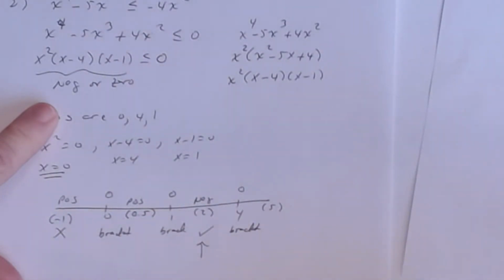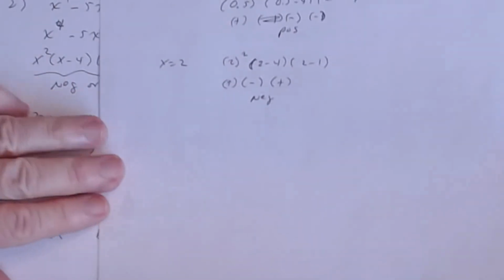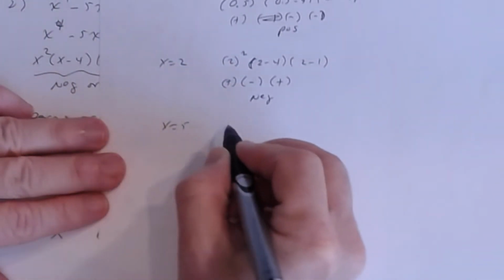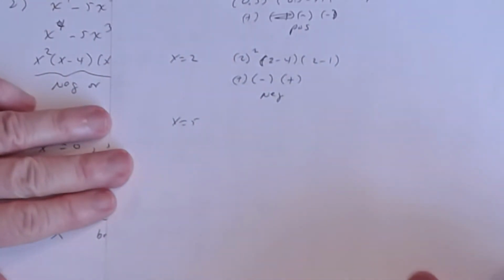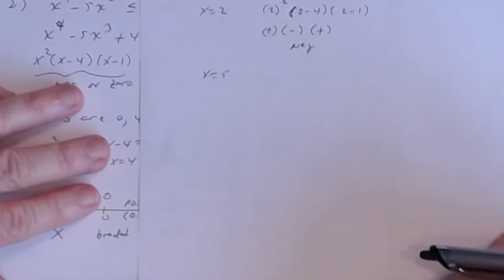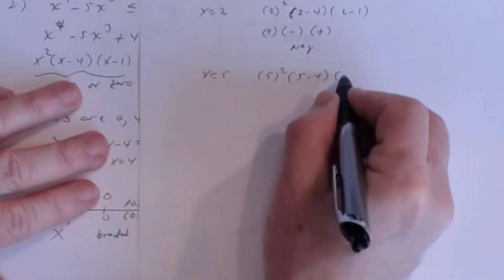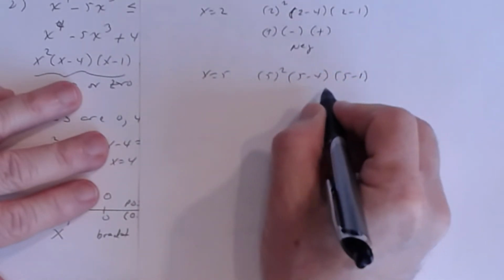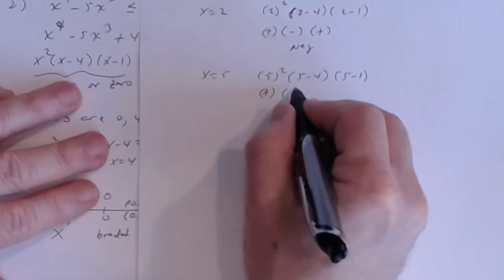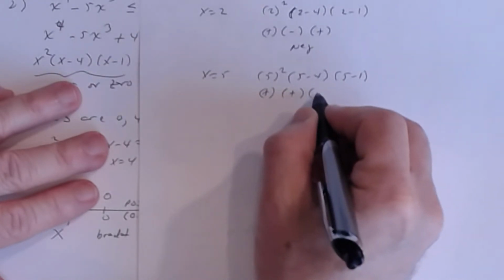And then when x is 5, your last test point, I substitute into the factored part. I get 5 squared times 5 minus 4 times 5 minus 1. And so 5 squared is positive, 5 minus 4 is positive, and 5 minus 1 is positive, right?